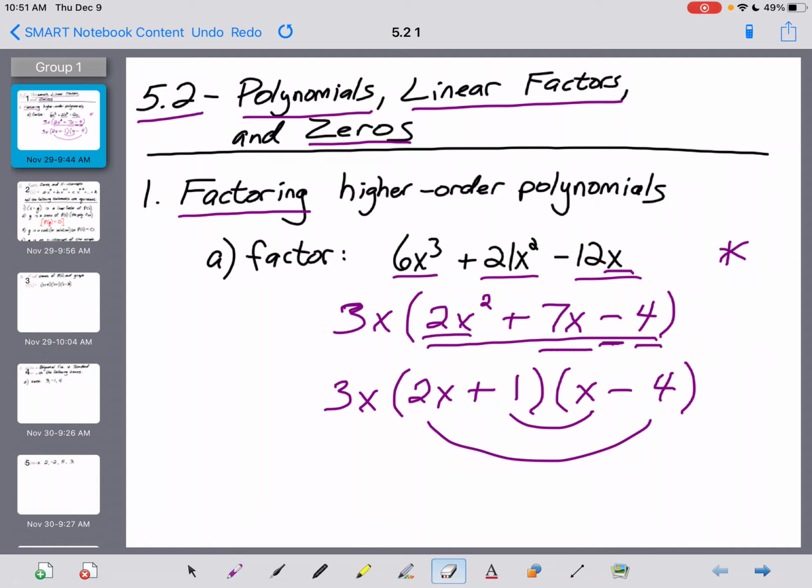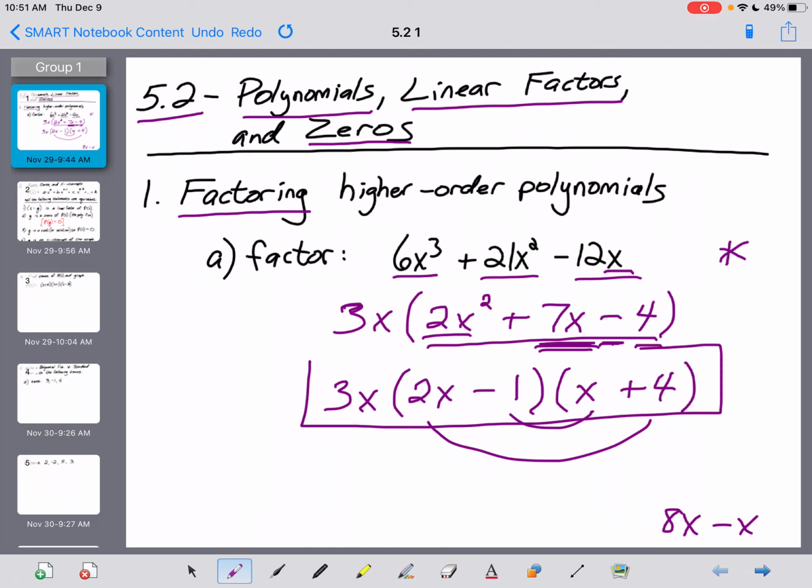So when you're that close, guys, that just means that you got your signs backwards. So instead of plus minus, we're going to switch this one around a little bit and make it a minus and a plus, and that's going to do what we needed it to do. The 2x times 4 is going to be an 8x right there. The negative 1 times x in the middle is a minus x, and that gets you the plus 7x that you needed. So this, everybody, is the fully factored form of this original polynomial expression right here.